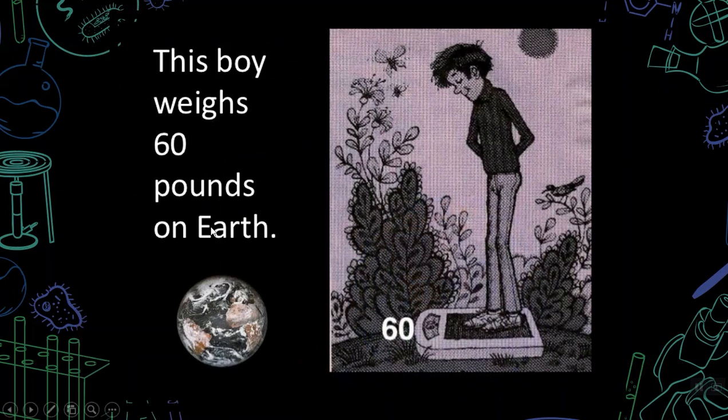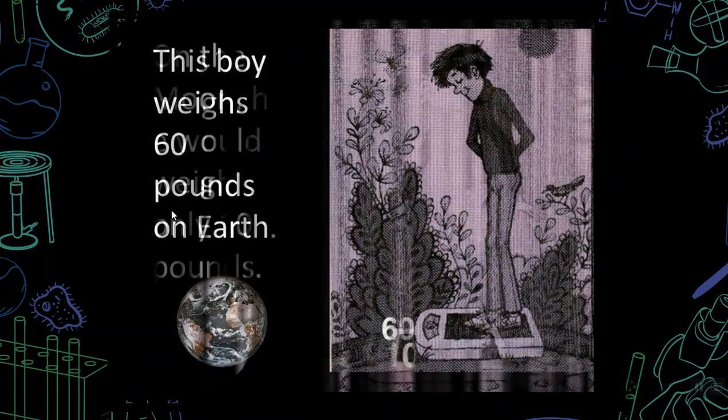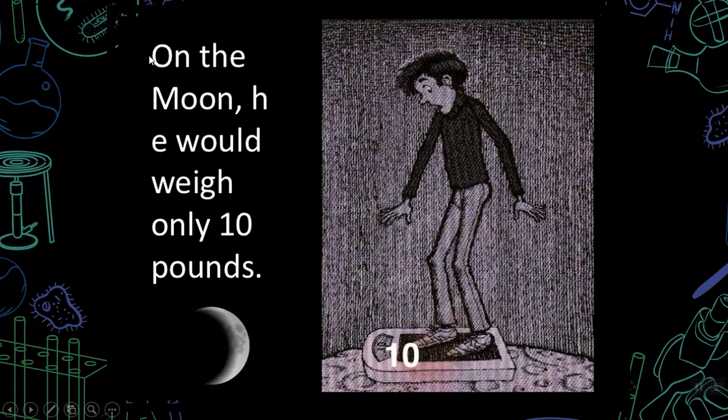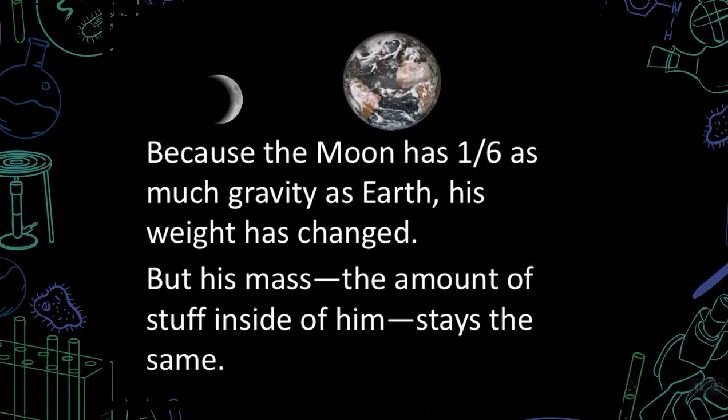Like this boy. This boy weighs 60 pounds on earth. He's stuck on the earth, he weighs 60 pounds. But, so funny, on the moon he would weigh only 10 pounds because of gravity. Because the moon has 1/6 as much gravity as earth. His weight has changed. So, his mass, the amount of stuff inside of him, stays the same.